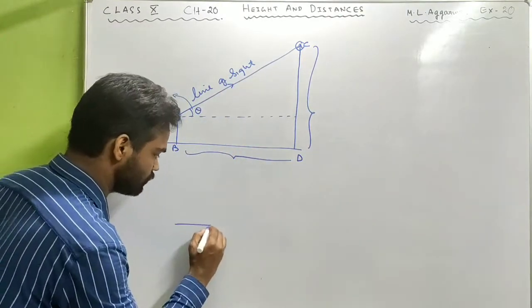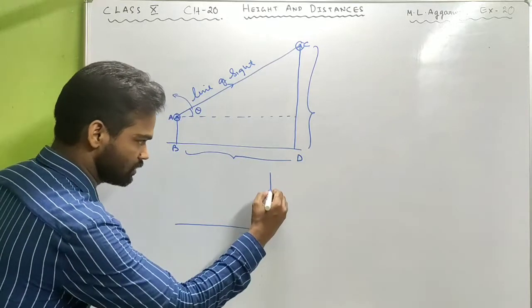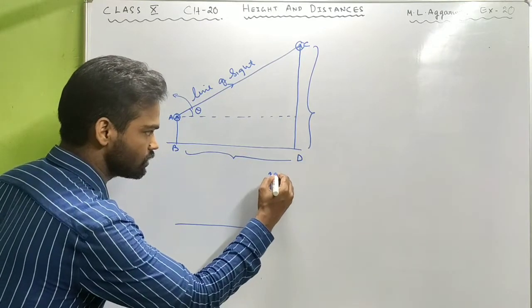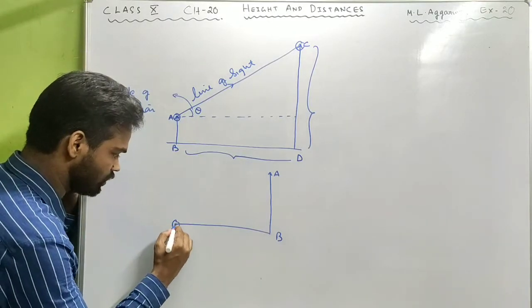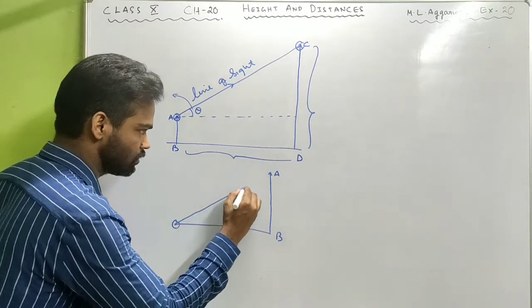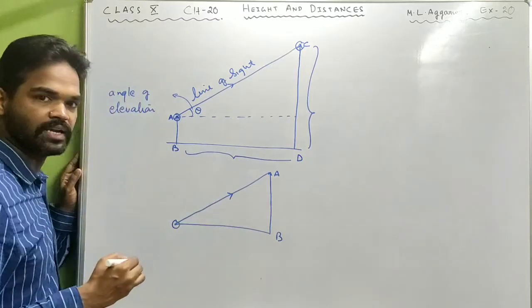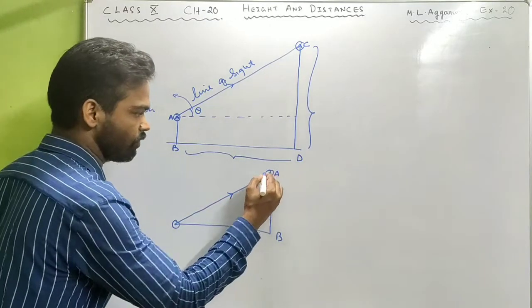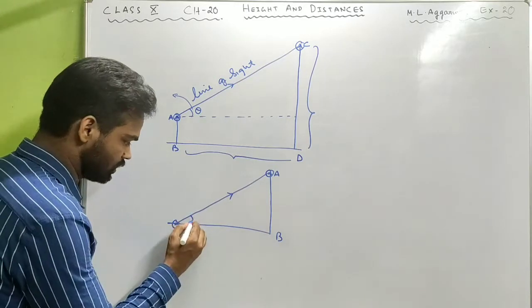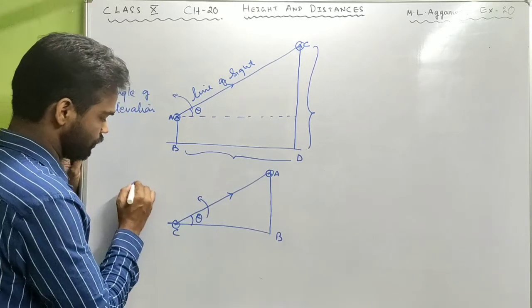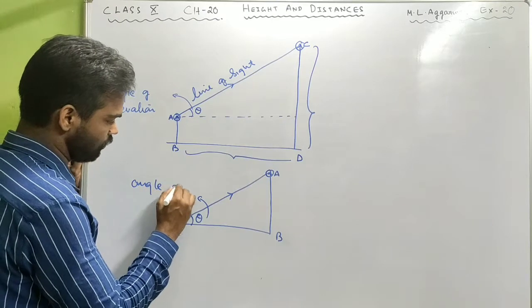Most of the time you will see that this is the building, suppose AB, and the point lies on the ground and you're seeing an object. This is the line of sight. Okay, you're seeing the top of the building from a point C on the ground. Then in this case, this is your angle of elevation.